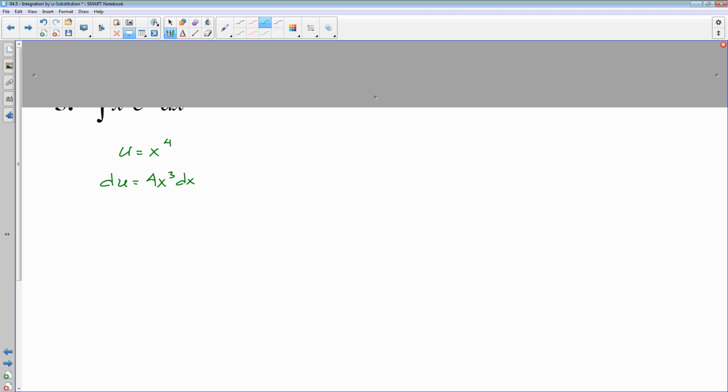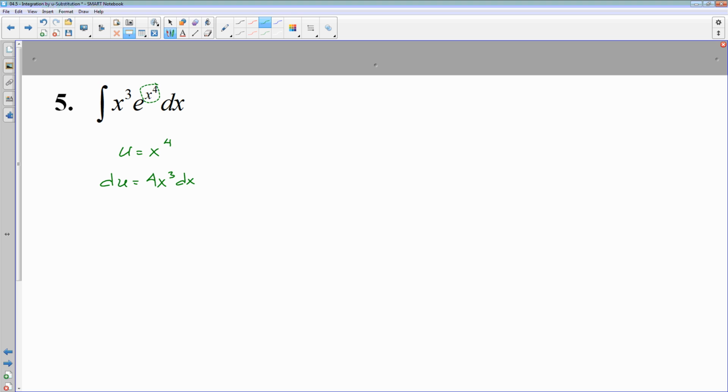And now we look back at the rest of the problem and see if that's in there somewhere. We're close again. I see my x cubed and I see my dx. All I'm missing is the 4. But if all you're missing is a constant, you can fix that. I'll put a 4 in there. I'm going to offset it with a 1/4. And now I can do u substitution.